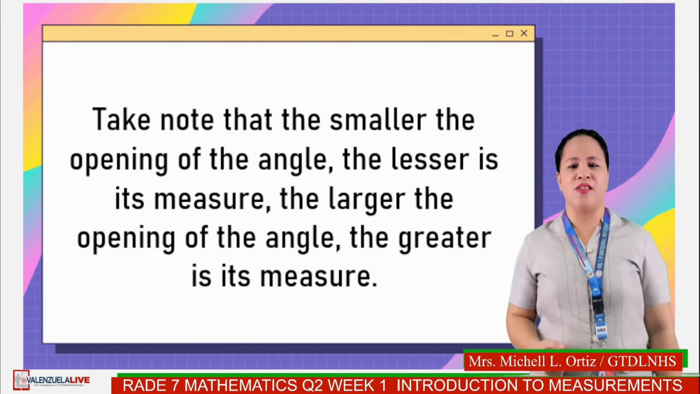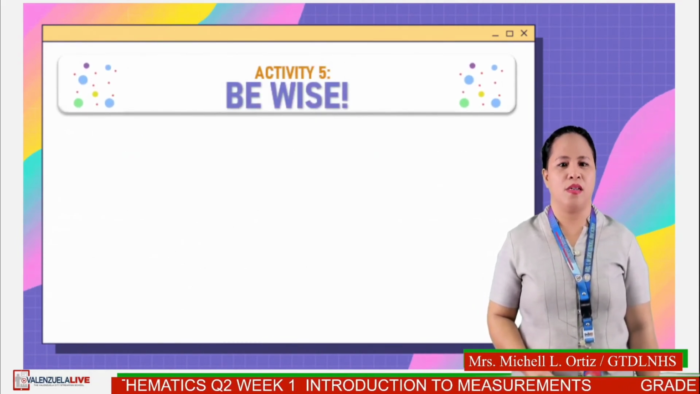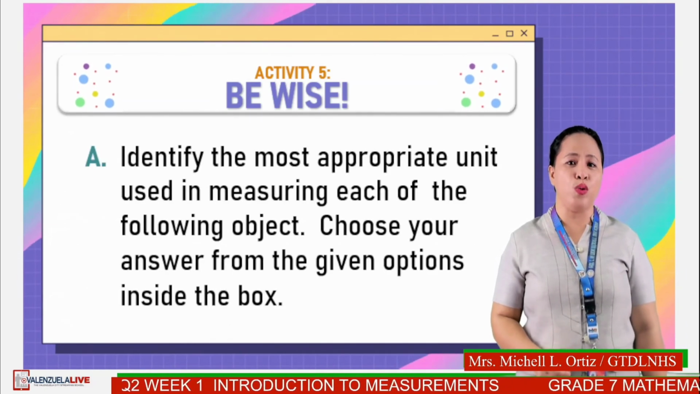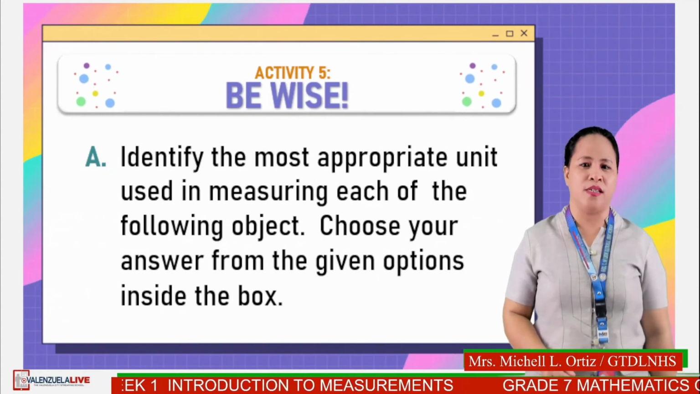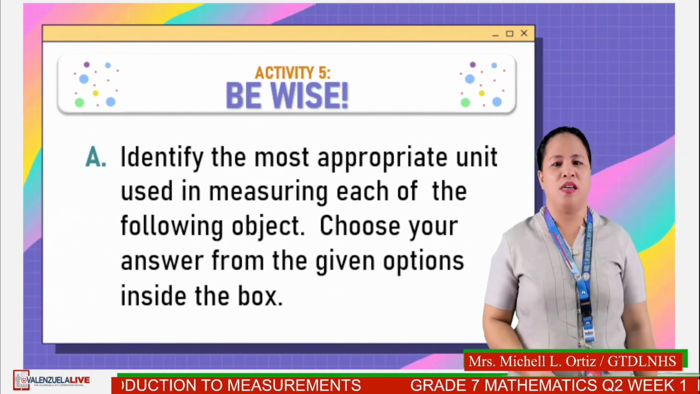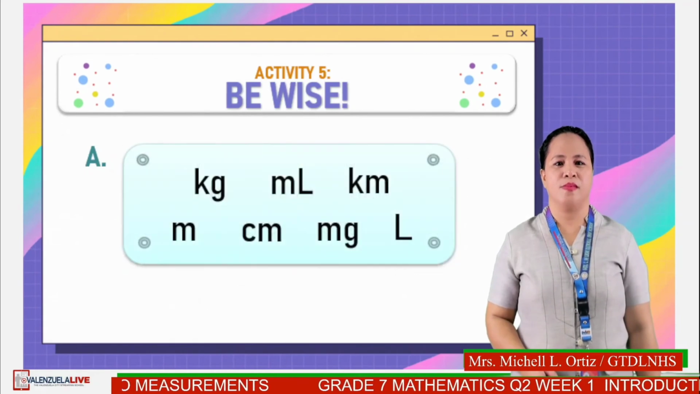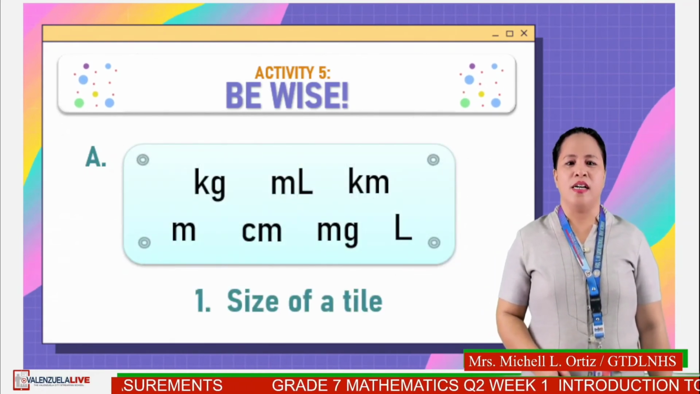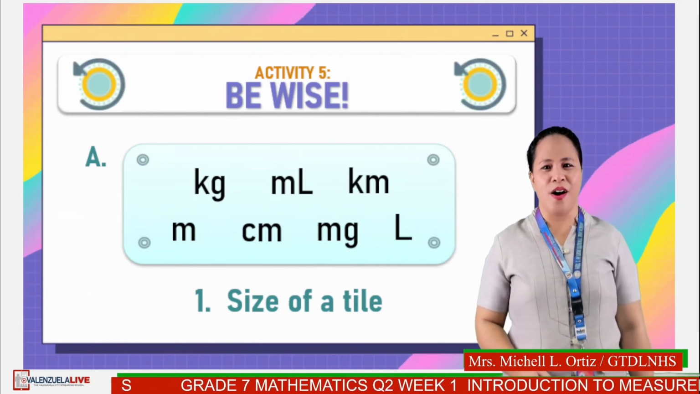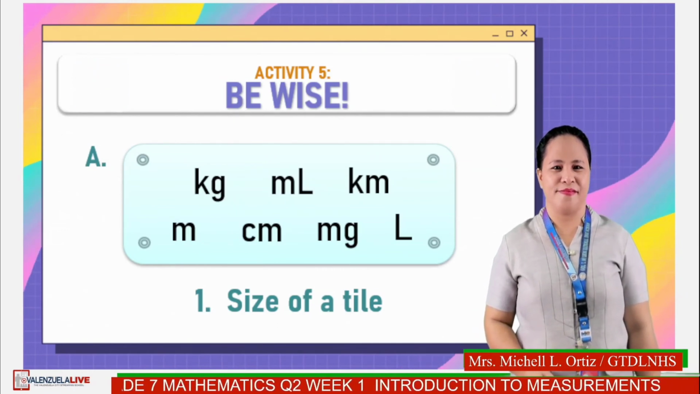Let's now have the last activity entitled Be Wise. Identify the most appropriate unit used in measuring each of the following objects. Choose your answer from the given options inside the box. 5 seconds to key in your answer. Number 1. The size of a tile. 5 seconds. Go.